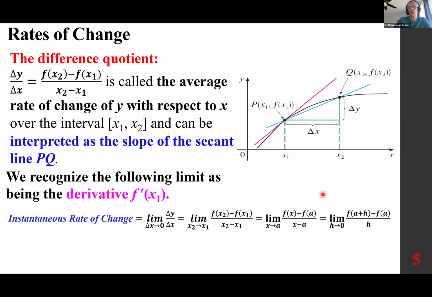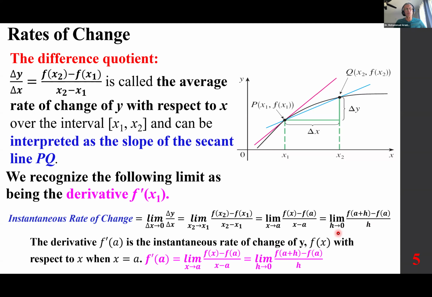If we go back to the previous page, the limit of f of x minus f of a over x minus a as x approaches a, and the limit of f of a plus h minus f of a over h as h approaches 0. They all mean the same thing. So the derivative f prime of a is the instantaneous rate of change of y, f of x, with respect to x when x equals a, and normally we go with this format. It's pretty straightforward, everybody. So now let's actually look at some examples to make some sense out of this.